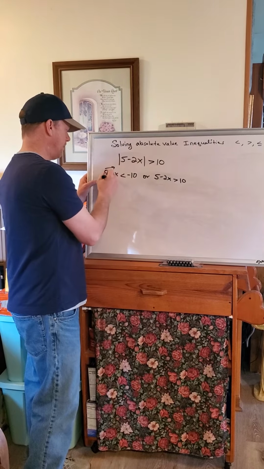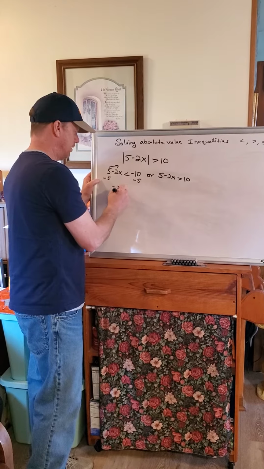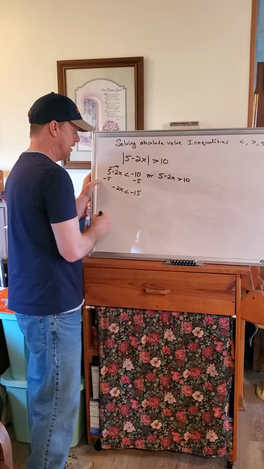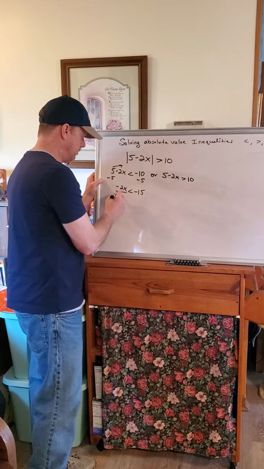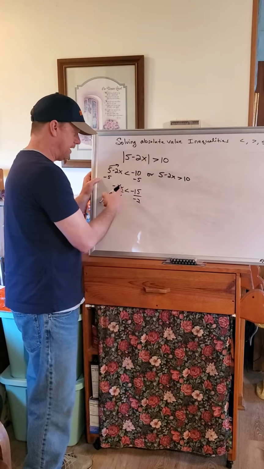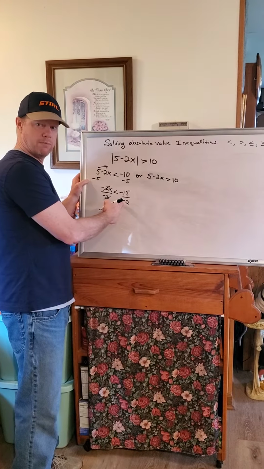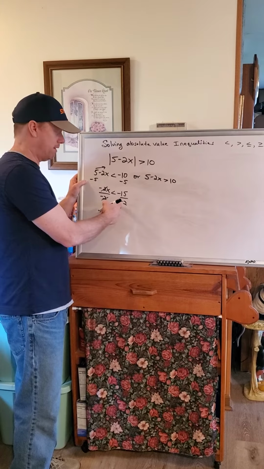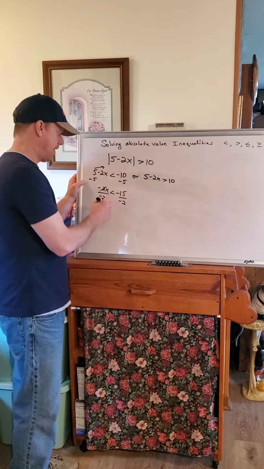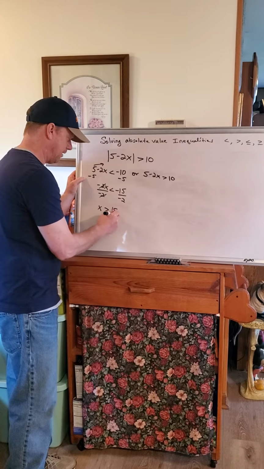So on this guy, the 5 needs to move over, change sides, change signs. Negative 2x is less than negative 15. Divide by a negative 2, divide by a negative 2. When you divide inequalities on your last step by a negative number, you have to remember to flip the inequality around. We divided by a negative 2, so we have to flip it around. So x is going to be greater than 15 halves.